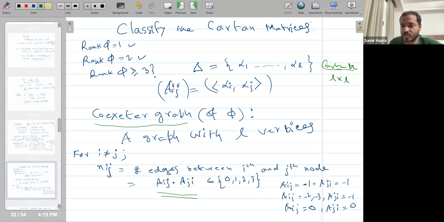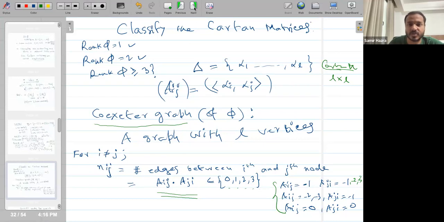So aij equal to -1, aji equal to -1. It can also be -2, -3. But in all these cases, aij times aji cannot be outside this. Okay, and they do happen: 0, 1, 2, 3. They do happen. From this we can check. So aij times aji is what? It is the number of edges between ith and jth nodes or vertices. So that is denoted by nij.